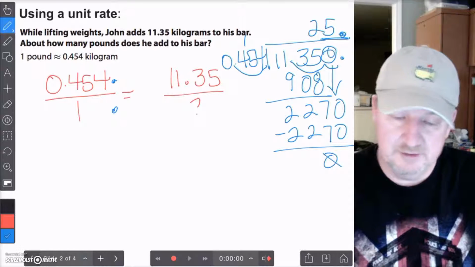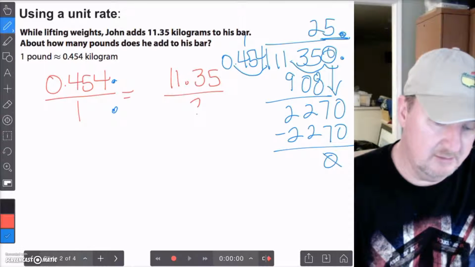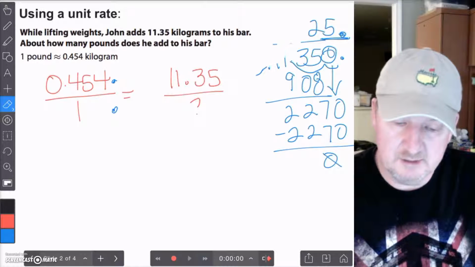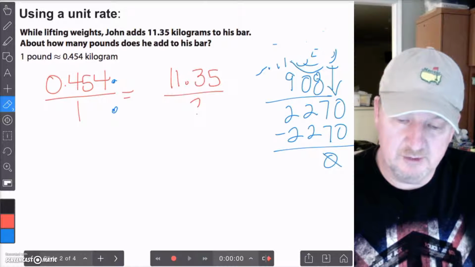All right, so let me erase this so I can get it out of the way. Where's my eraser? Here it is. All right, so I'm going to erase all this. I know it goes in 25 times, so that's the number I want to work with.